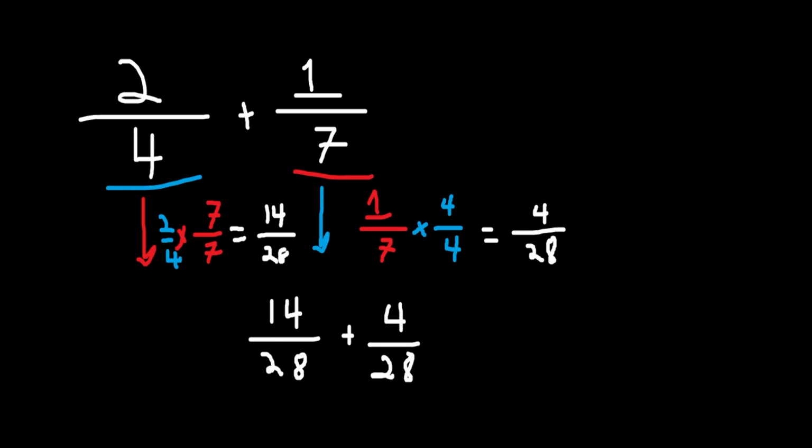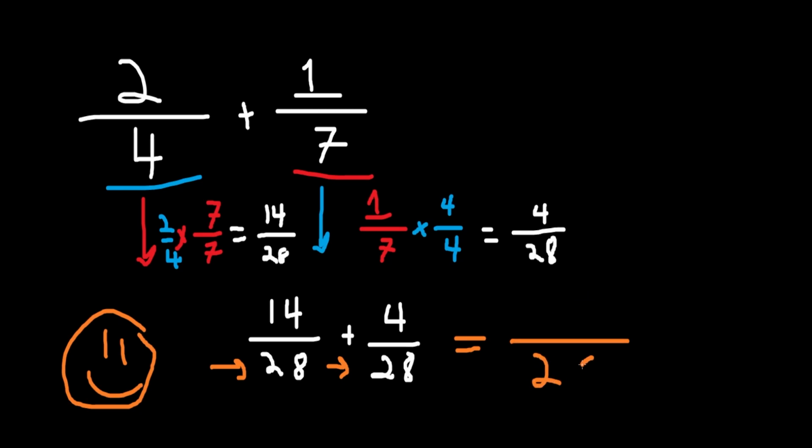Because now guess what? Our denominators are the same. Yay! That was what we wanted all along. That's why we did this. So now that our denominators are the same, we can do what we just did a minute ago. You know, that same thing. So the 28 is still on bottom, and now I just add the top. So 14 plus 4 is going to be 18.